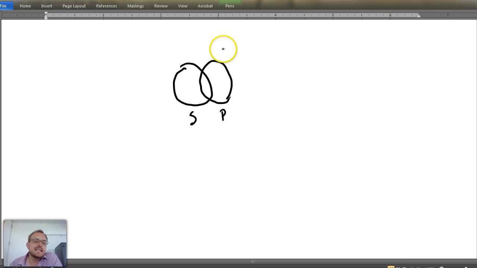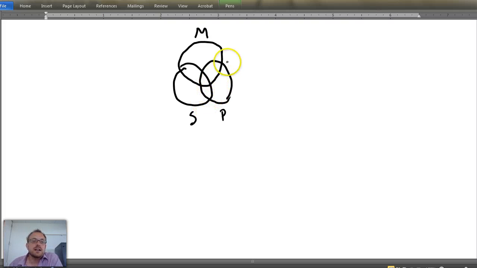Today we're looking at Venn diagrams in terms of syllogisms. Since syllogisms have three terms, we're going to have three circles. I apologize, they're crooked, ugly circles. We have three circles. The S is going to be here, the P is here, and we're going to put this up here as the M for the middle term.